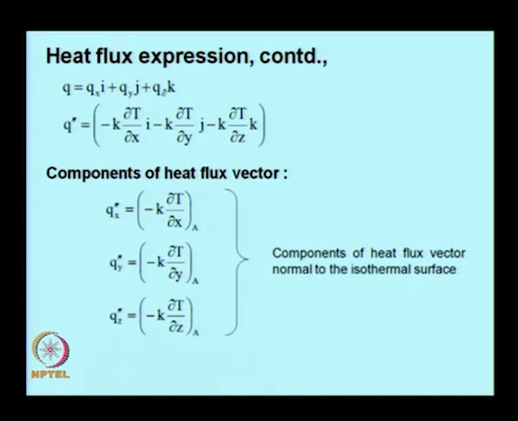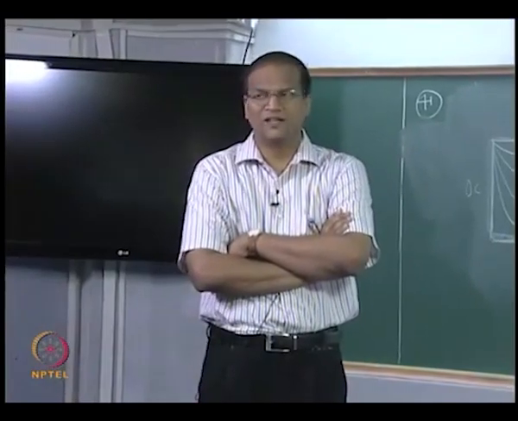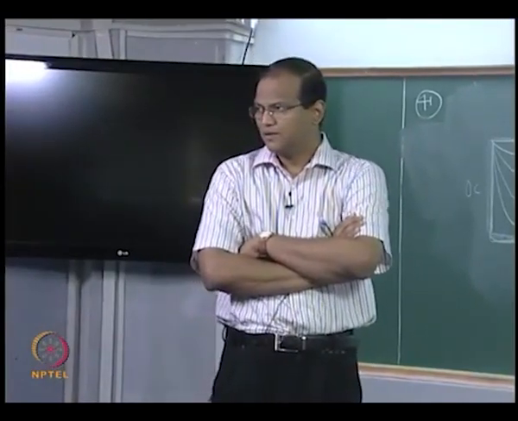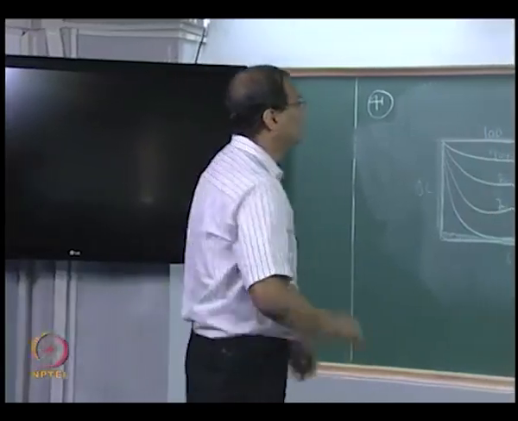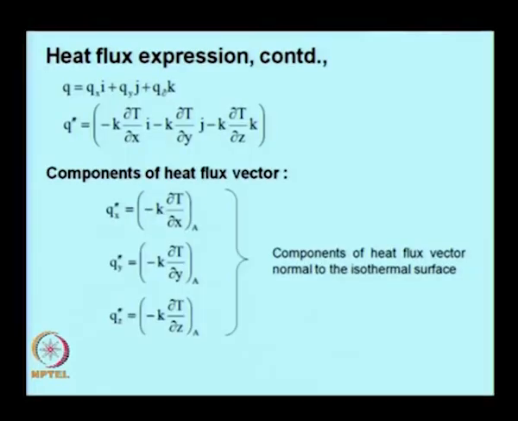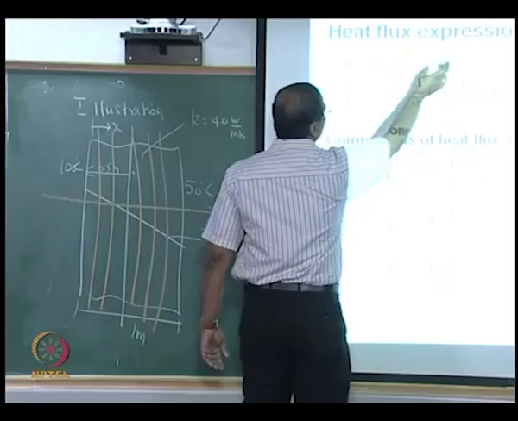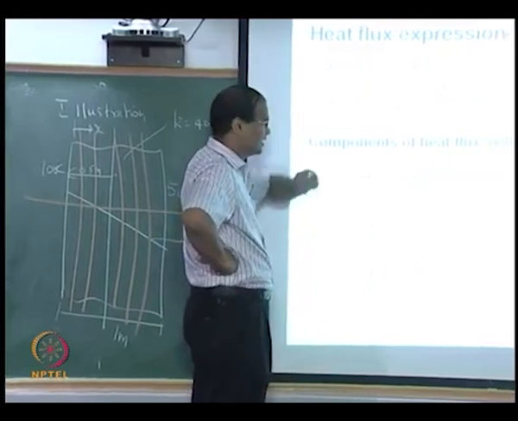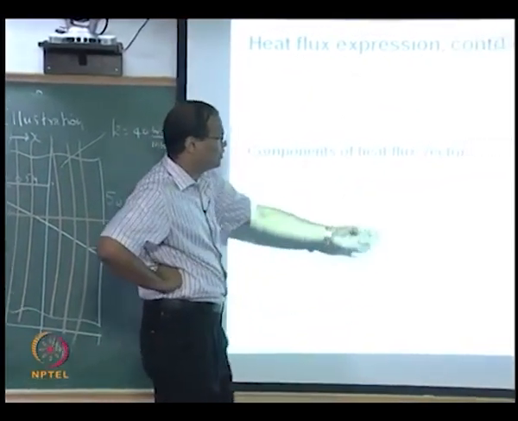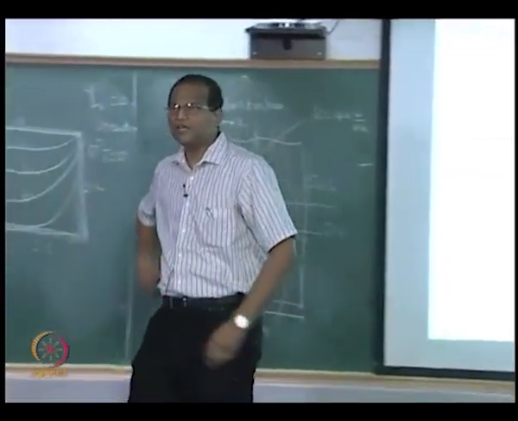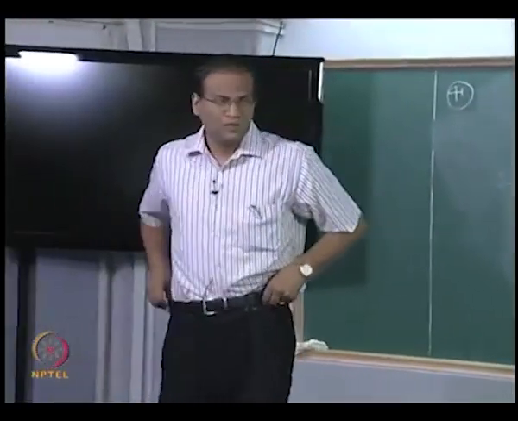So it has three components, qx, qy and qz. So qx is given by minus k dT by dx, minus k dT by dy, minus k dT by dz. Why is the minus coming? To take care of the fact that heat always flows from a high temperature to a low temperature, okay. So this q can be broken down as qx i, qy j, qz k, where qx, qy, qz are the heat flux components in the three directions, and it is given like this. So it is the component of the heat flux vector normal to the isothermal surface, okay.